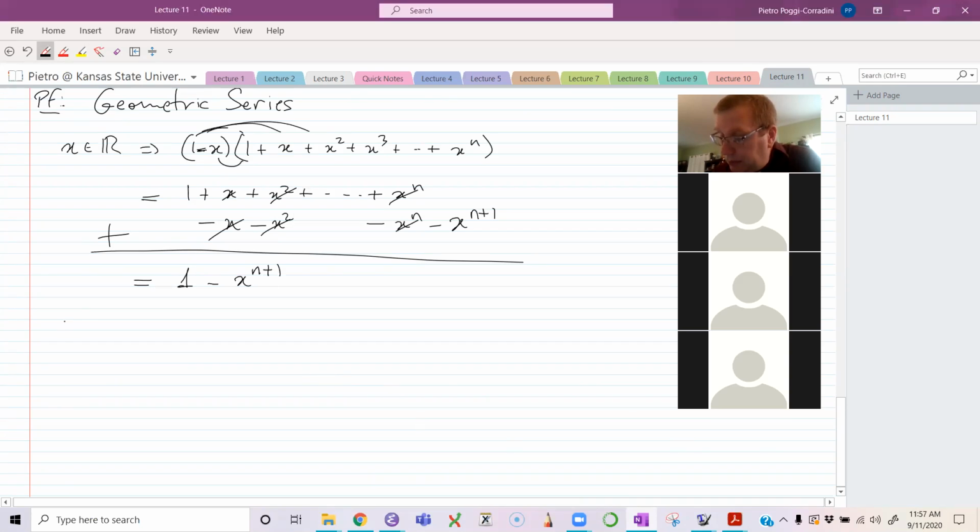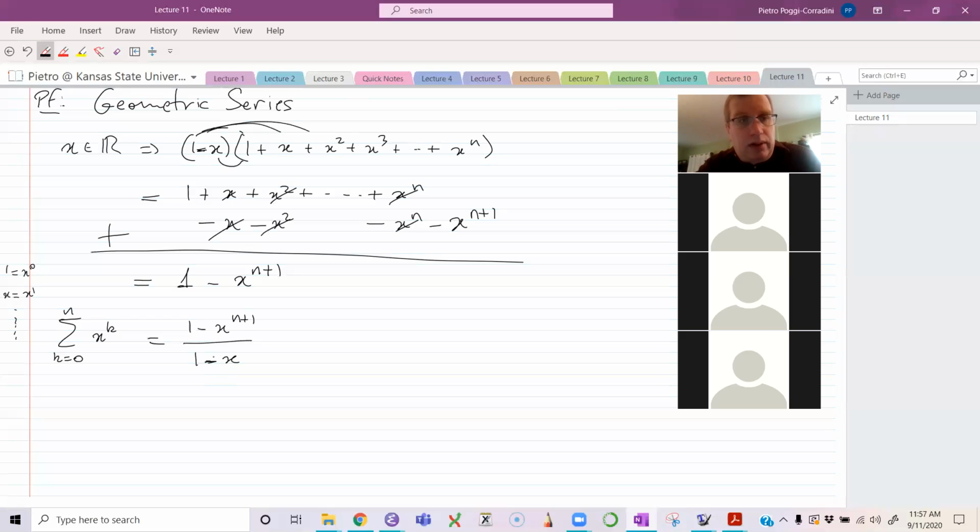So, all right, that means that the sum of x to the k, k goes from 0 to n, because 1 here is x to the 0, and x is x to the 1, etc. We're thinking k equal to 0 gives you the 1, k equal to 1 gives you the x, k equal to 2 gives you the x squared, etc. This sum is 1 minus x to the n plus 1 over 1 minus x. And this is an identity. This is true for any real number.